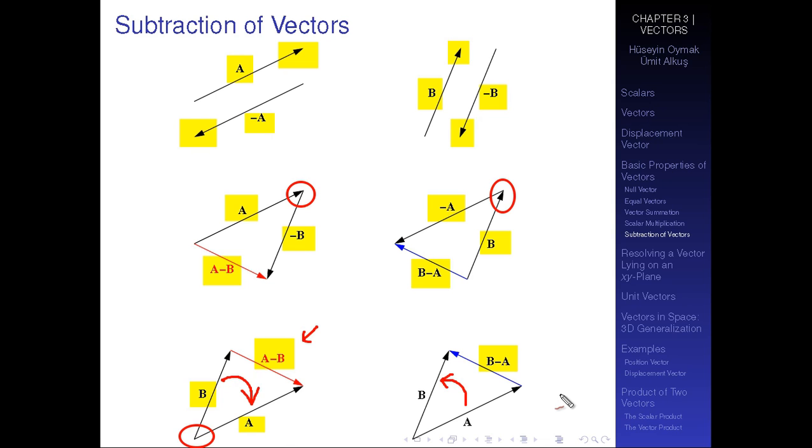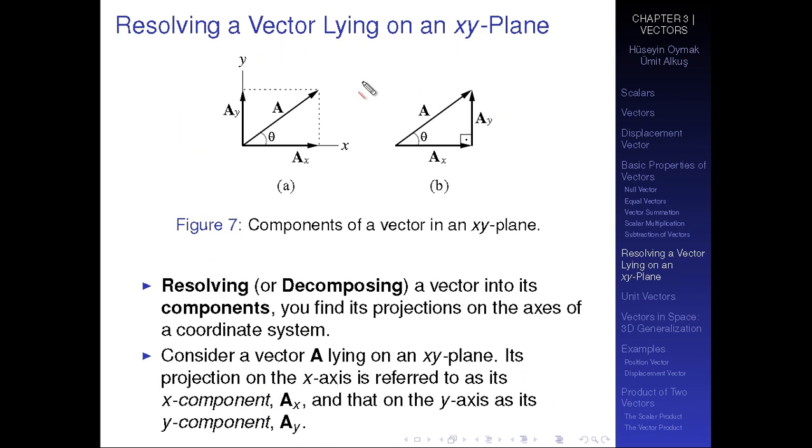Well, we have covered all the basic properties of vectors, and this is a good point to start to analyze vectors in a more sophisticated manner. If we resolve or decompose a vector into its components, we find its projections on the axis of a coordinate system, which are found by drawing a perpendicular line from the head of the vector to the axis.